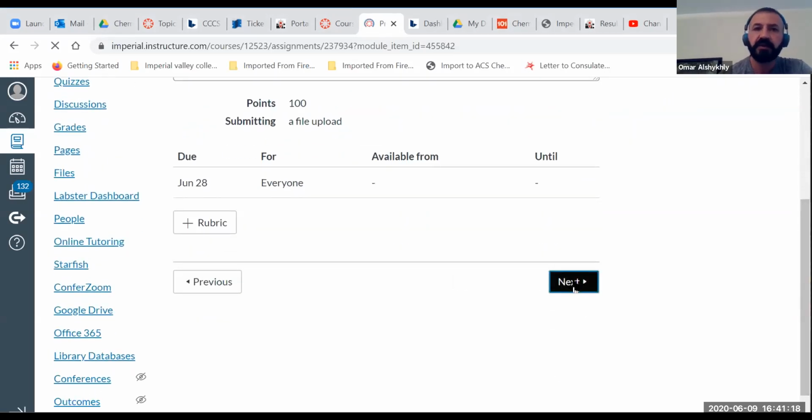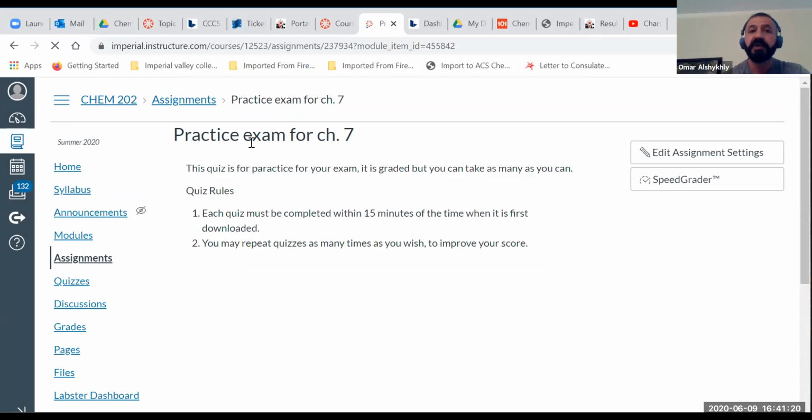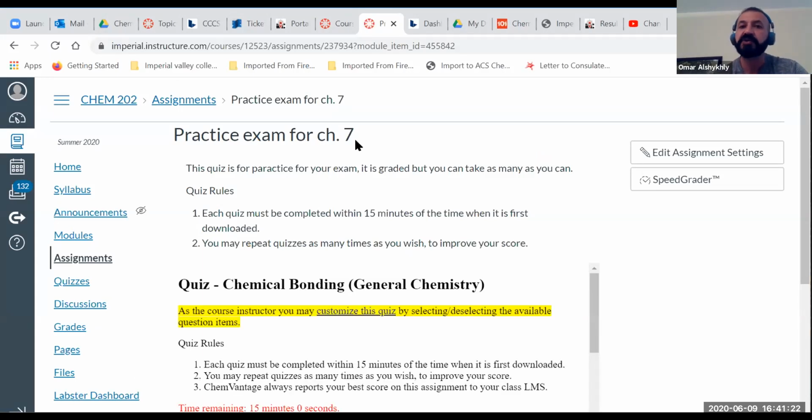Then go back here, click next. So here is a practice exam for chapter 7. By the way, the practice exam, you can take it as many times as you can, okay? And they will consider the highest grade that you will take because it's graded. It is 5% from your total, guys, okay? So it will be good practice for you, and it is also graded.